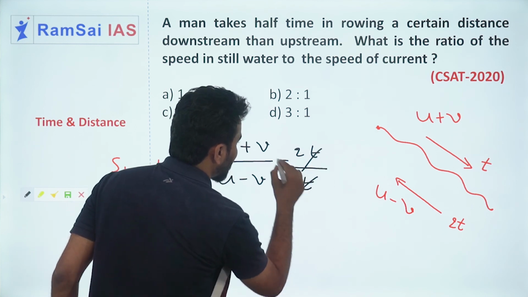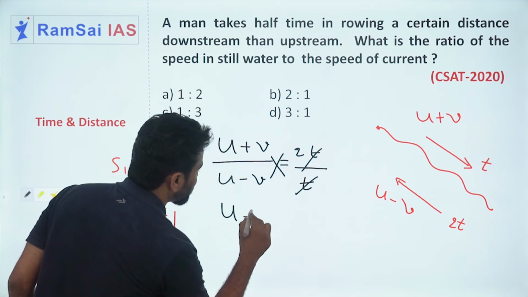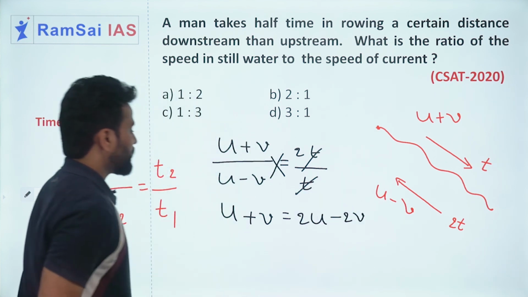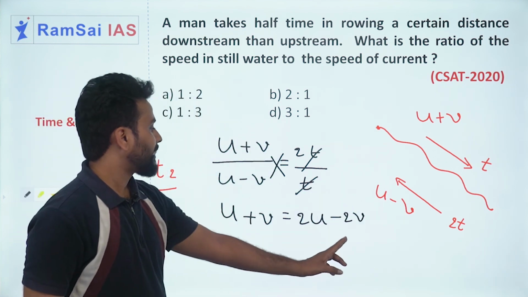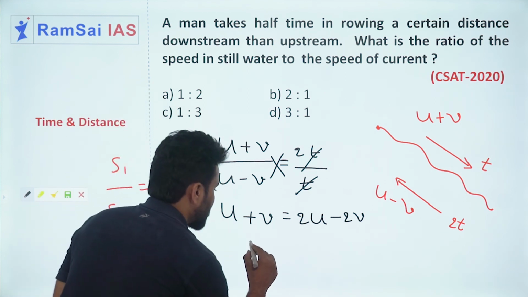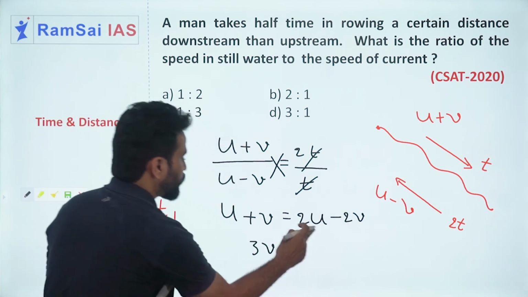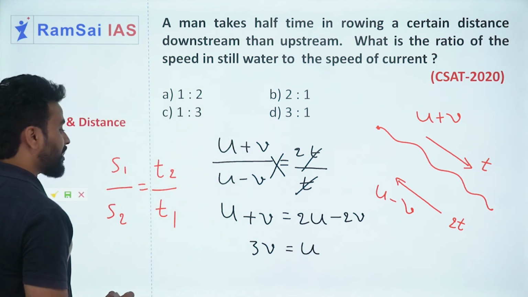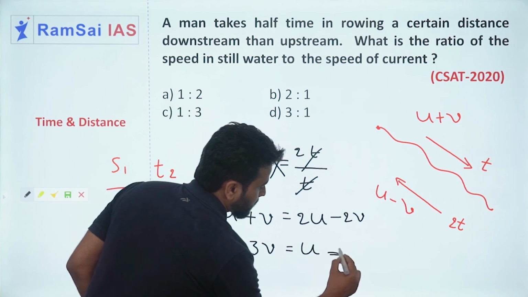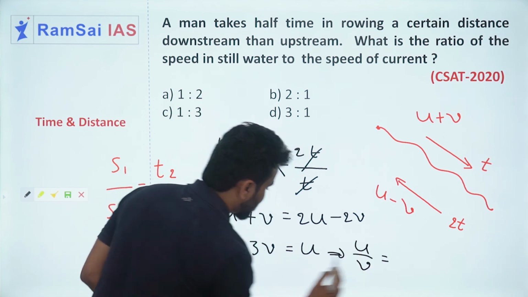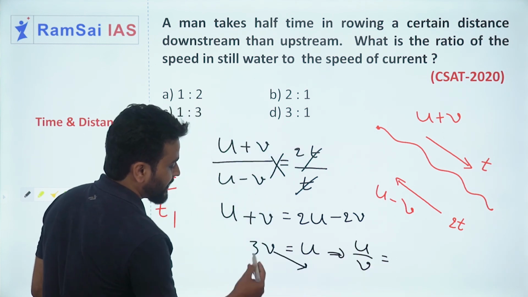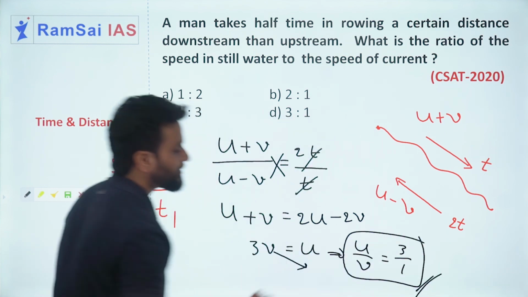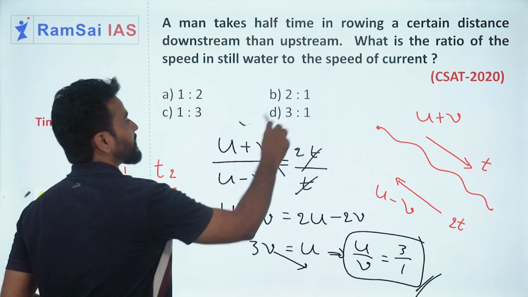t gets cancelled and do cross multiplication. It will be u plus v equal to 2u minus 2v. Now take this u to the right side and v to the left side. Then 3v equal to 2u minus u, that equals u. Now tell me what is the ratio of u and v. u and v equal to, if I take this v this side, it will be 3:1. So the answer is 3:1, which is in option D.